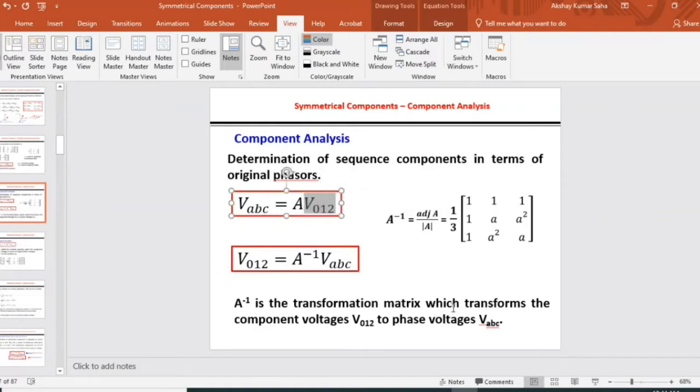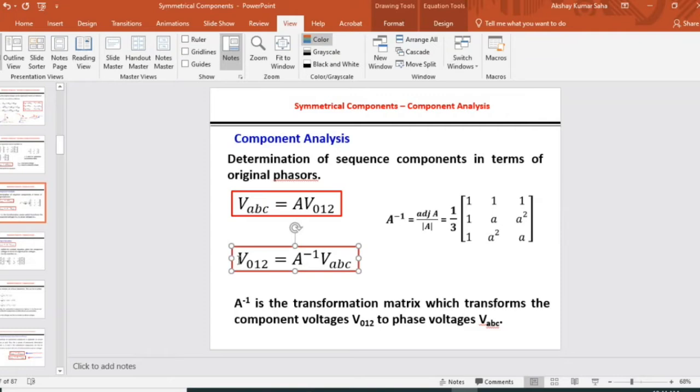It's easy from mathematics. We will need to know A inverse, the inverse of the transformation matrix, and we have the phase voltages available or known to us. So how do we find the inverse of that one? You did that in the mathematics modules, adjoint, and then the modulus and all those things. You can find it out.